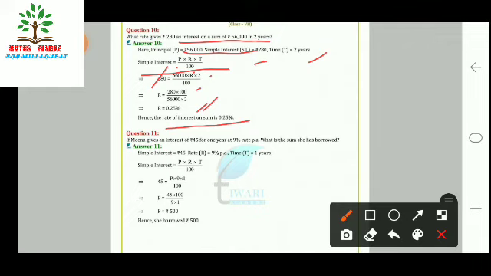The last question is: if Meena pays an interest of rupees 45 for 1 year at 9% rate per annum, what is the sum she has borrowed? The simple interest is given as rupees 45, the rate is 9%, and the time is 1 year. We have to find the principal. Using the same formula, simple interest equals P into R into T over 100. So P is equal to 45 into 100 over 9 into 1, which equals rupees 500. So she borrowed rupees 500. So 500 is the sum borrowed, that is the principal.